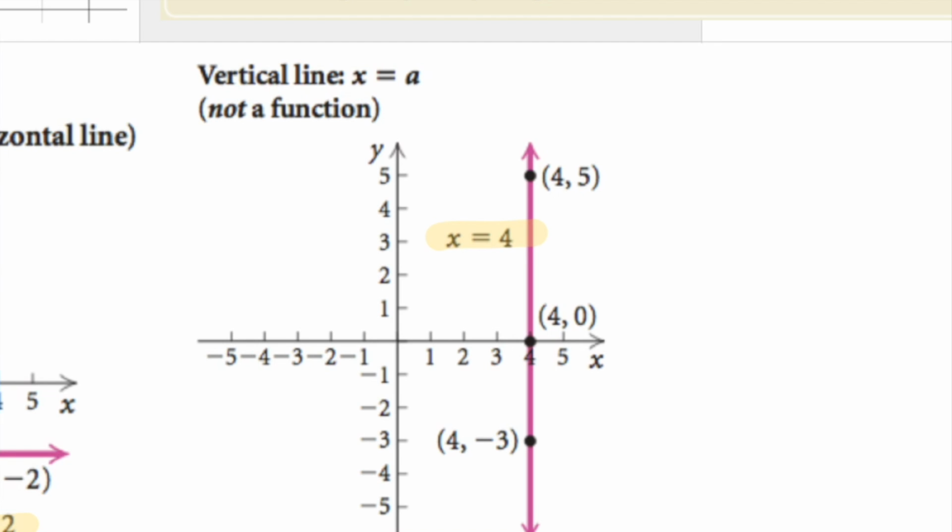And here, a vertical line, x equals 4. The slope here is so steep, so high, that you can't even quantify it. It's not a function. It fails the vertical line test. And the slope is not calculatable. You can't find a slope. When you ask the question, what is the slope, there is no real answer. It's undefined. So you can say x equals 4 because it's the line that occurs 4 units over along the x-axis.